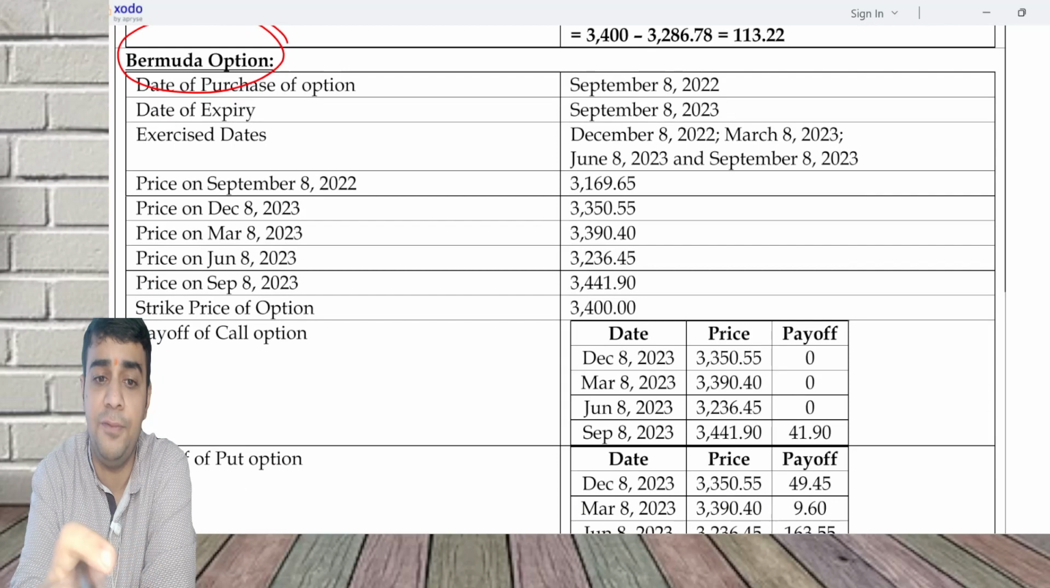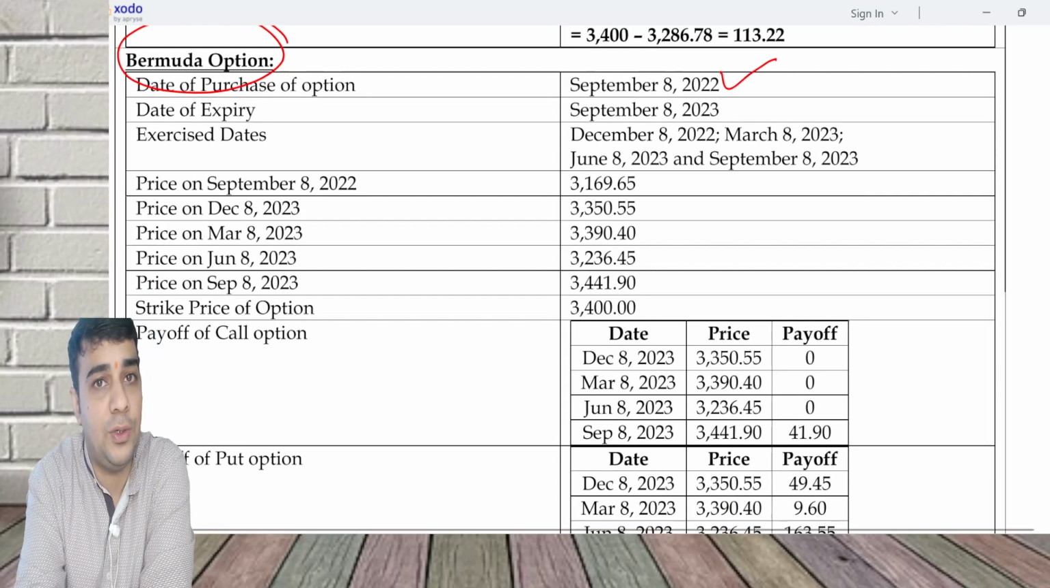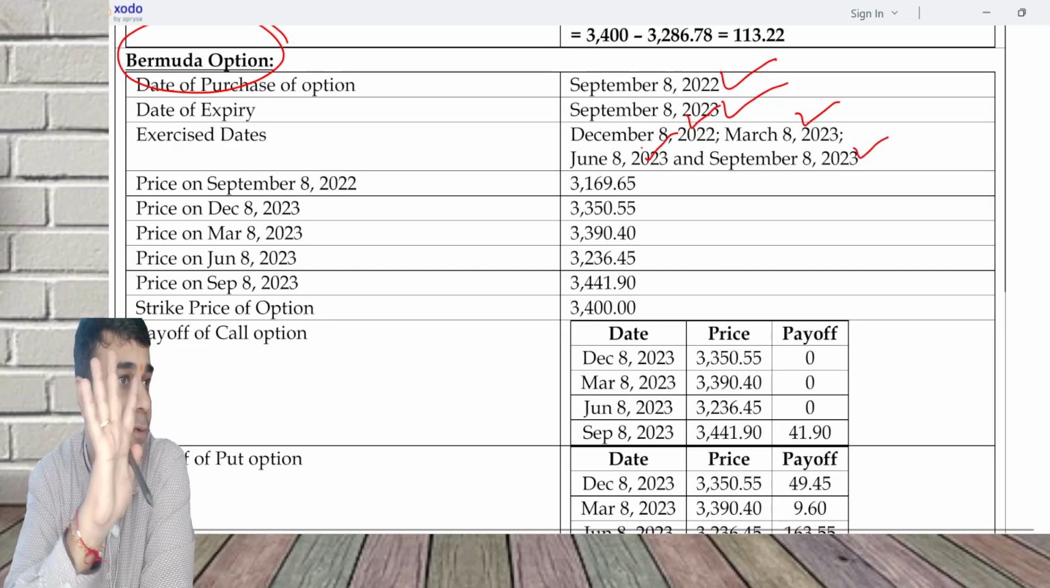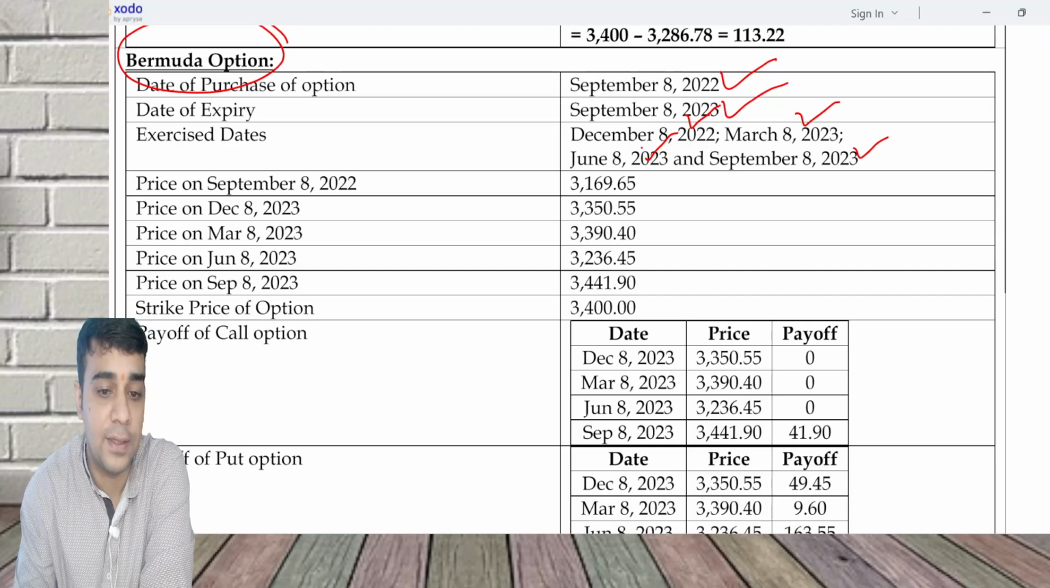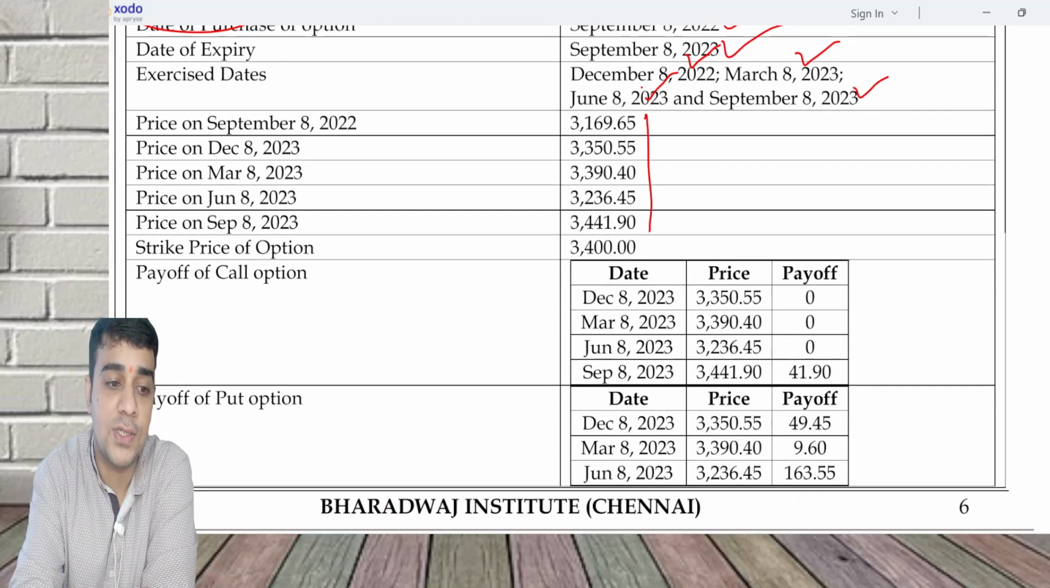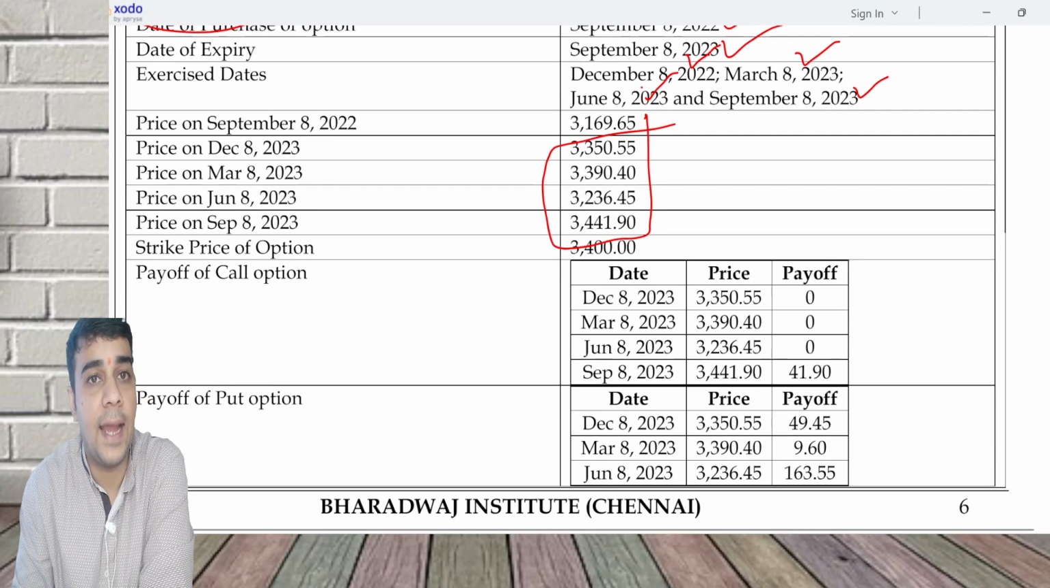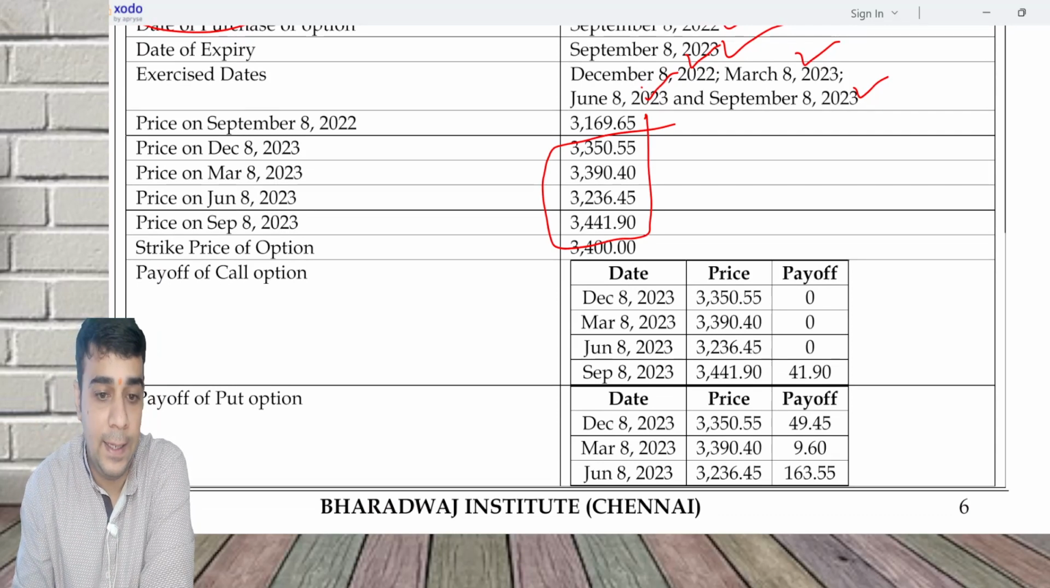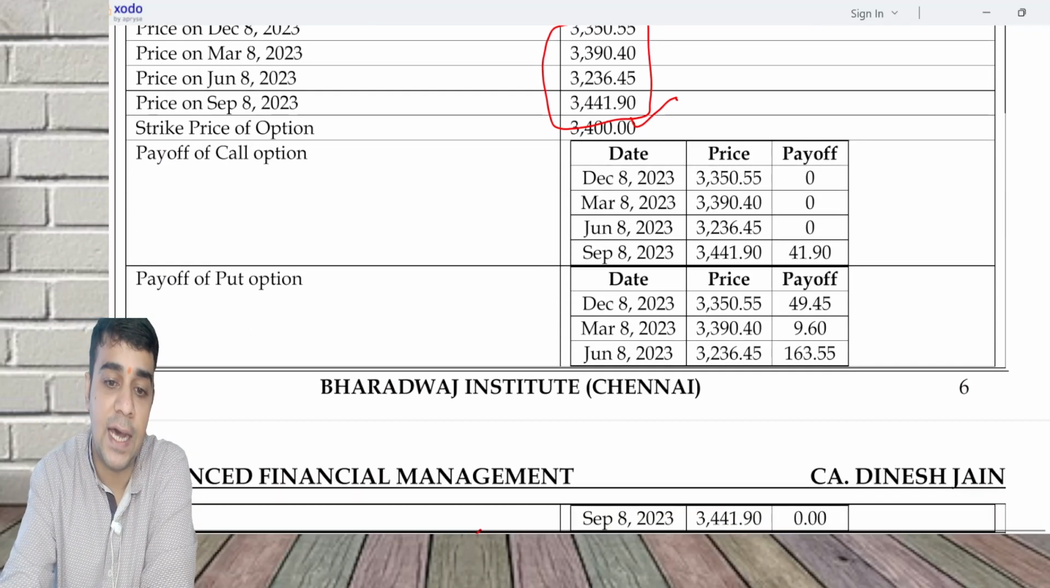Example, again these are live data. September 8, 2022 to September 8, 2023. The terms are you can exercise on December 8, 2022, March 8, 2023, June 8, 2023, and September 8, 2023. 4 different dates I have given. These are actual prices on these 4 different dates. Strike price is this. Do you want to buy at this when the price is so much? If you say yes, payoff will be there. If you say no, payoff will not be there.